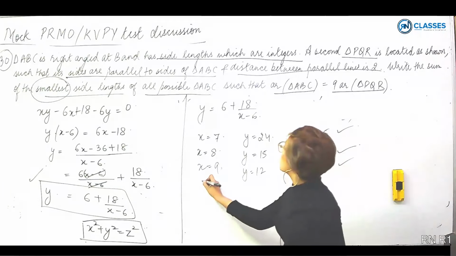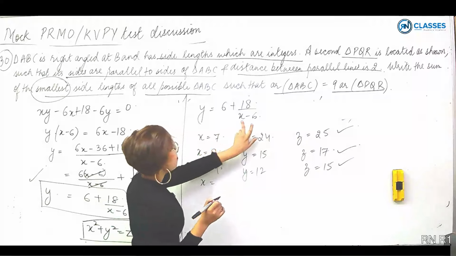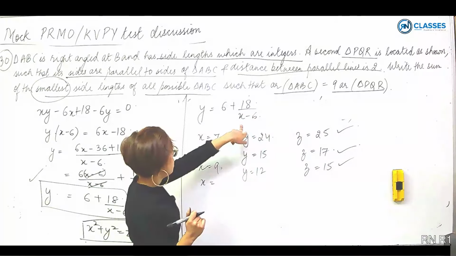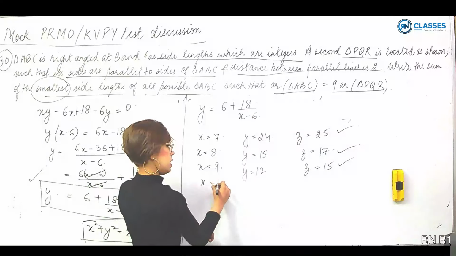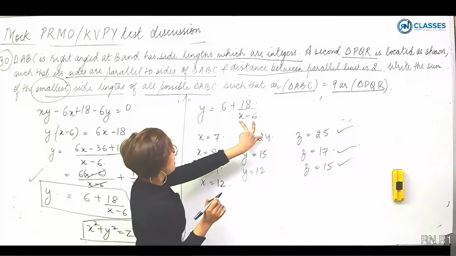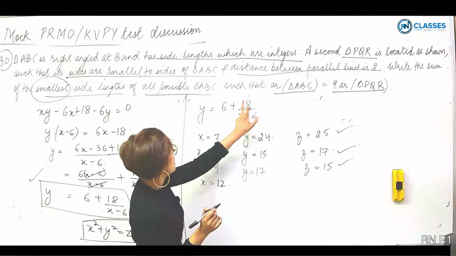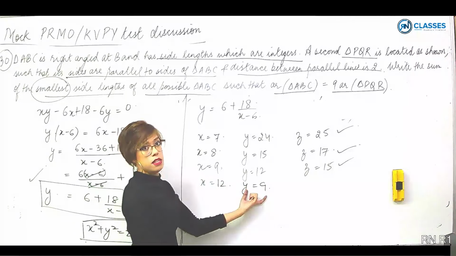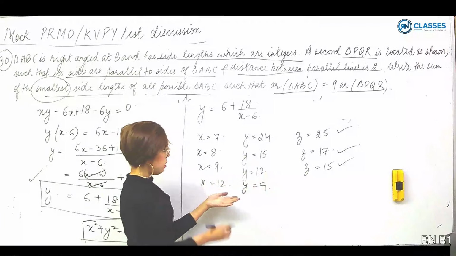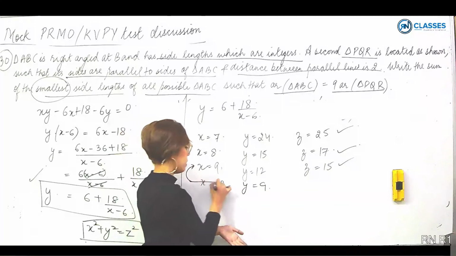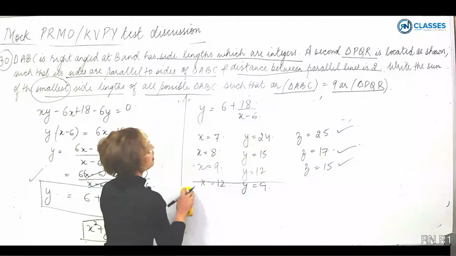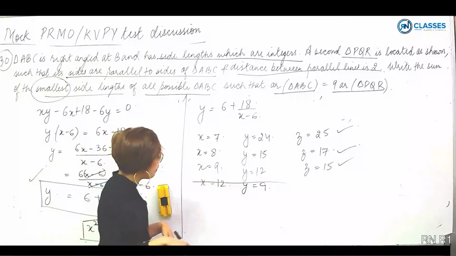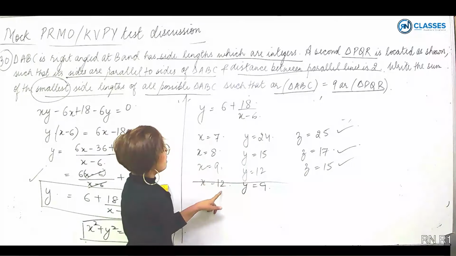Done. Can I put x as 10? No, because if I put 10, then that becomes 18 by 4, not an integer. Then 11, no. 12, yes. If I put this as 12, this becomes 6, and this becomes 3, 6 plus 3, 9. Now mind it, x is 12, y is 9. z will be 15. This is the same triangle only, so we don't want this triangle. It is a repeat, because these are all possible ones. We will not count the same one again, obviously.